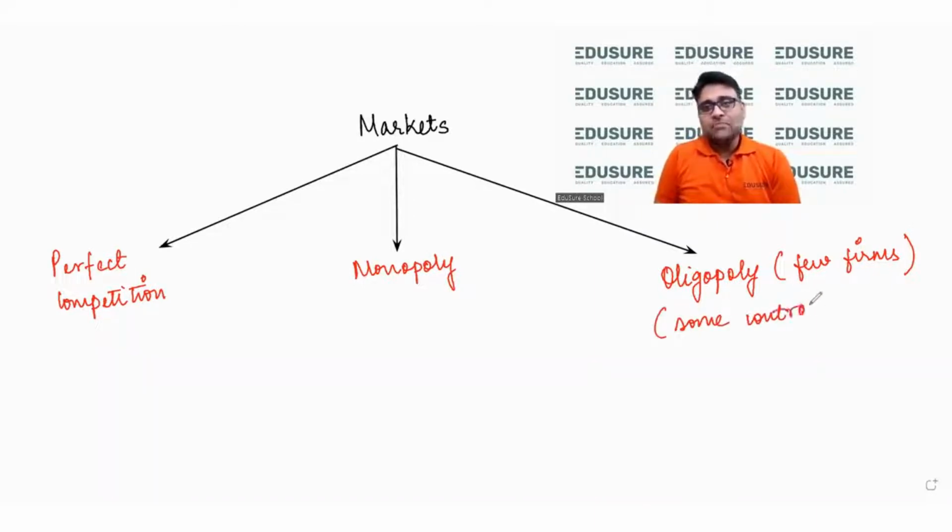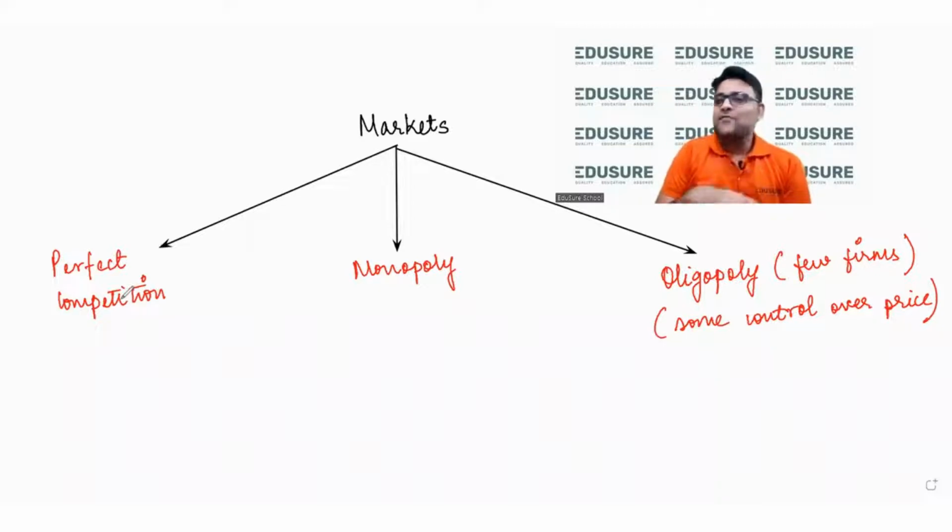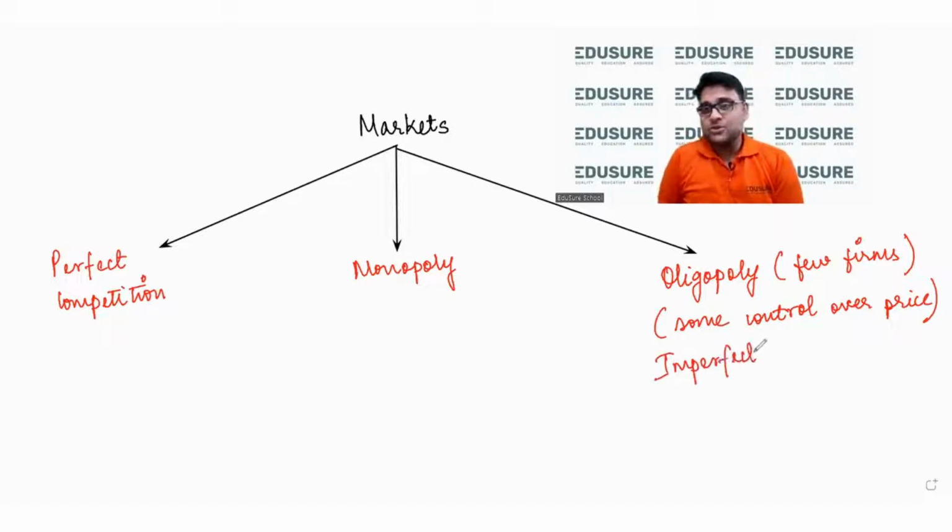Mind it, there is some control over price, not complete control, but some control. So perfect competition, I have no control over the price. Monopoly, I have total control over the price. Oligopoly, I only have some control over the price. There are a few firms and there is competition. This oligopoly market form is often also called imperfect competition. It's not perfect competition, it's imperfect competition.